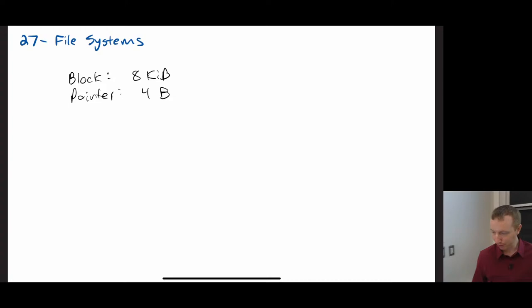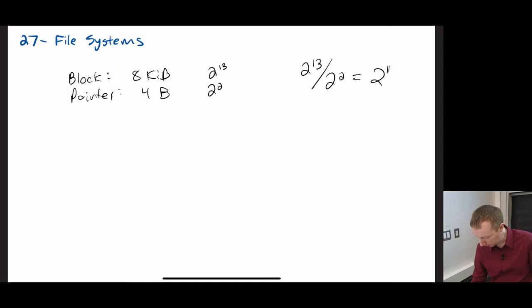Why is it 16 megabytes? Well, the block size is going to be 2 to the 13. A pointer is 2 to the 2. So the number of pointers I could fit on a block is 2 to the 13 divided by 2 to the 2, which is 2 to the 11. So that is the number of pointers per block.